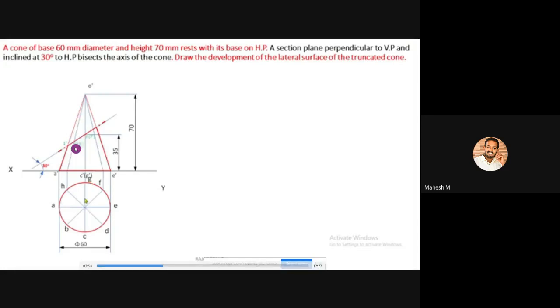So this particular point is 2 dash of 8 dash, and this particular point is 3 dash of 7 dash, and this one is 4 dash of 6 dash. The end point is 5 dash.